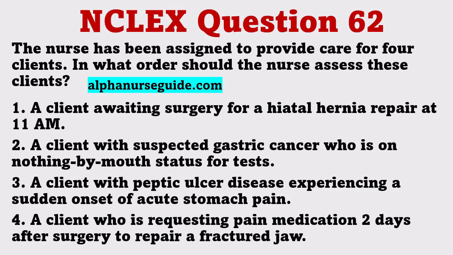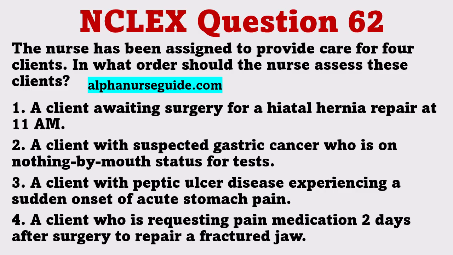The nurse has been assigned to provide care for 4 clients. In what order should the nurse assess these clients? 1. A client awaiting surgery for a hiatal hernia repair at 11 a.m. 2. A client with suspected gastric cancer who is on nothing by mouth status for tests. 3. A client with peptic ulcer disease experiencing a sudden onset of acute stomach pain. 4. A client who is requesting pain medication 2 days after surgery to repair fractured jaw.